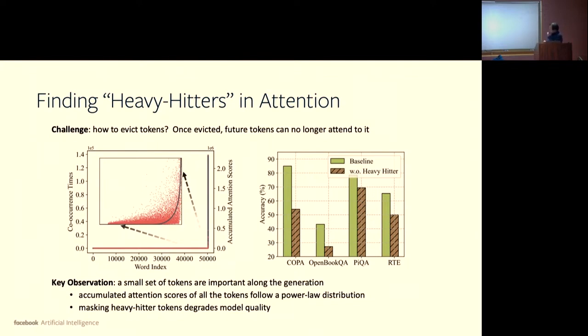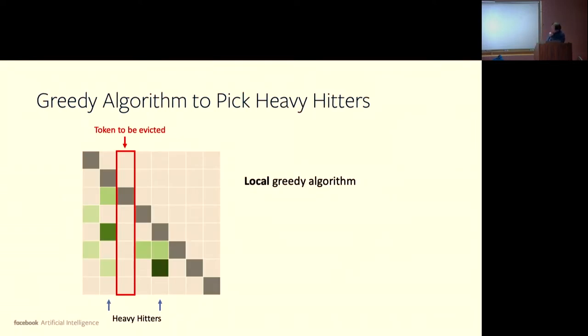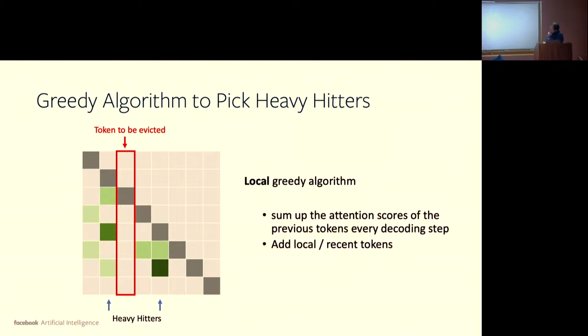We call these heavy hitters. If we use these heavy hitters in our inference, they have good performance. If we get rid of them, they have very bad performance, right? So then the natural algorithm becomes: we keep the heavy hitters, but we get rid of all the rest of the tokens that have very low attention scores. This is the attention algorithm. It's called H2O, heavy hitter oracles.